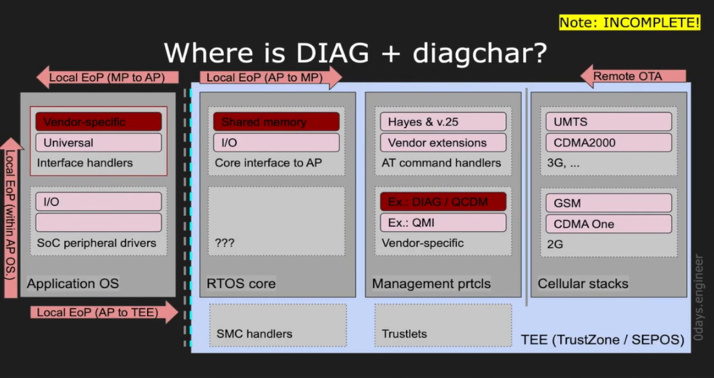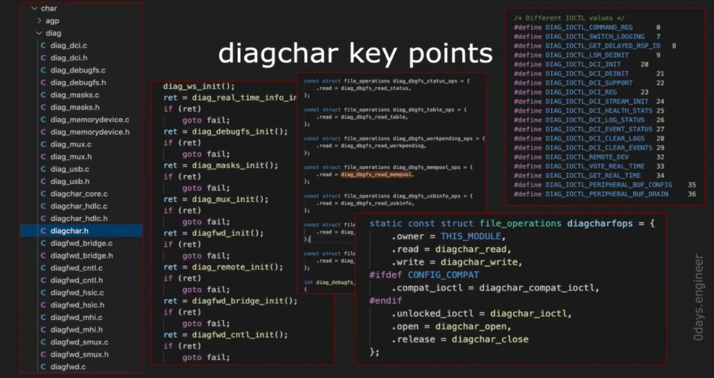So this is where Diag is on the diagram. The Diag driver itself is located in the application OS, vendor-specific drivers. And then there is some shared memory implementation in the baseband that handles this, and the Diag implementation itself. The Diag driver is quite complex in code, but the functionality is quite simple.